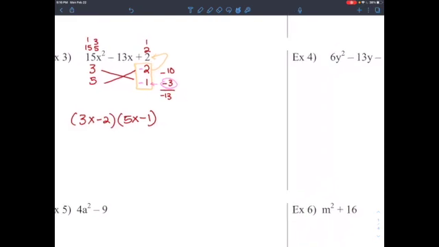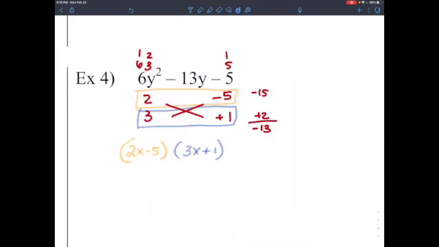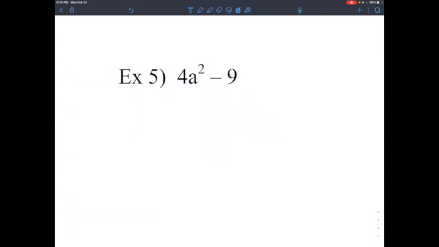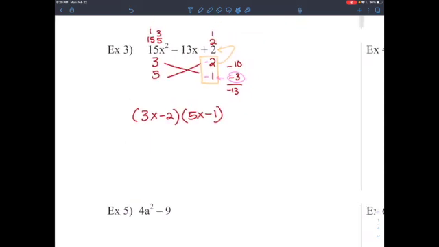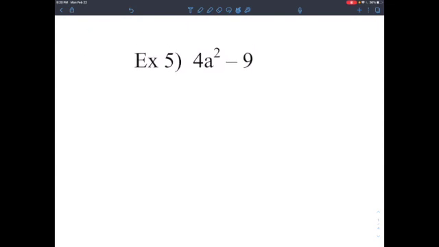I would like you guys to try number 4 yourself and check your answers. The answer for example number 4 is 2x minus 5 and 3x plus 1. Example number 5 is a little different. Example number 5, if you notice, is only 2 terms compared to the other ones' 3 terms. But example number 5 can also be done the same way as the 3 terms.